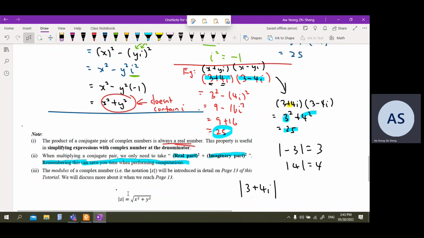And for now, we'll just accept this. Later, we'll learn this in detail. Right, so for example, modulus of 3 plus 4i, where your x is 3 and y is 4. This is just square root of 3 squared plus 4 squared, and you get a 5. And so this is how modulus of z is computed.